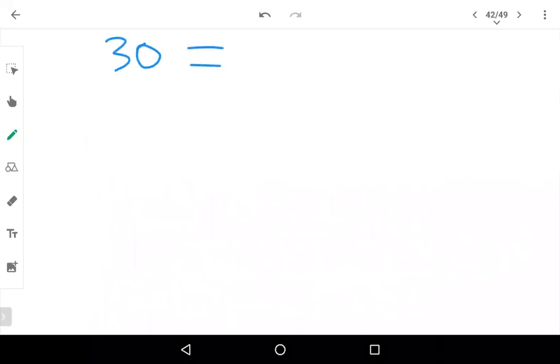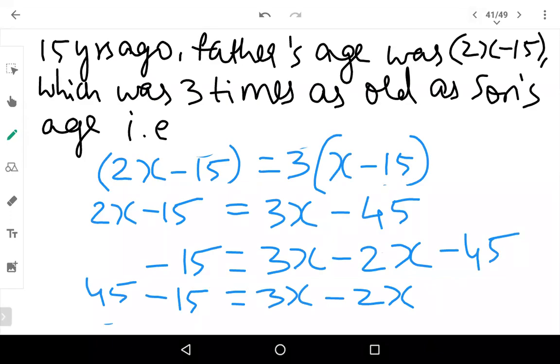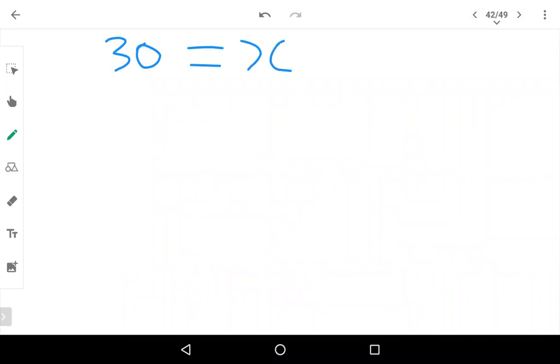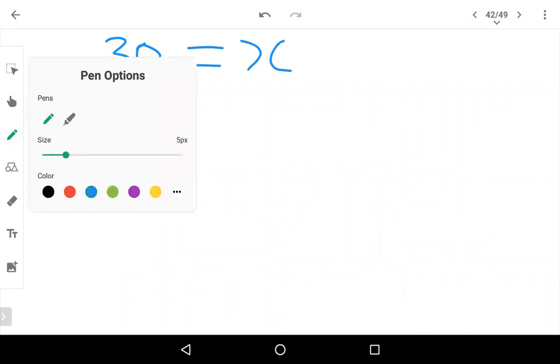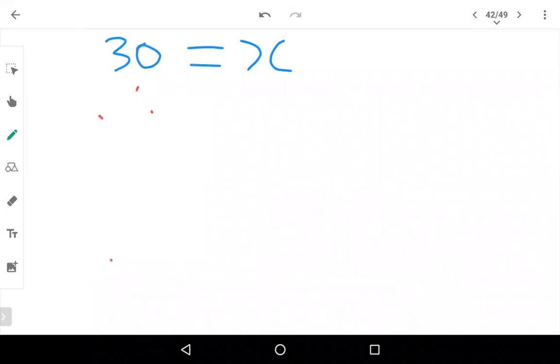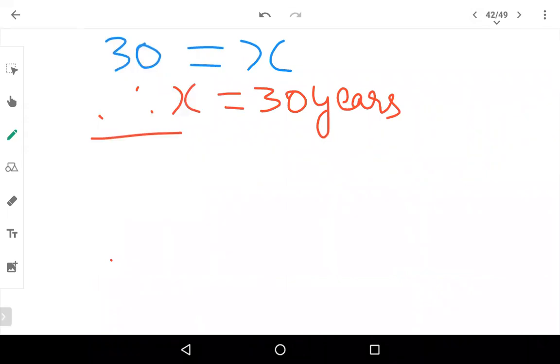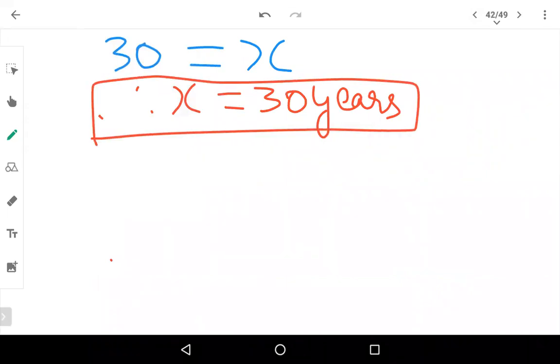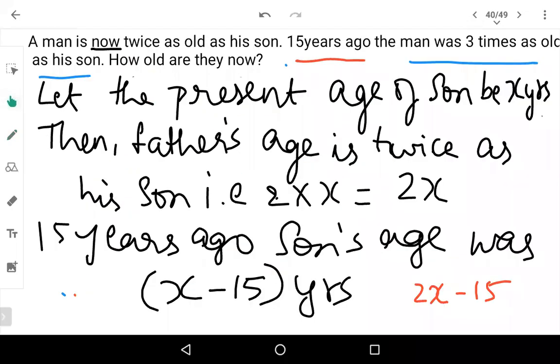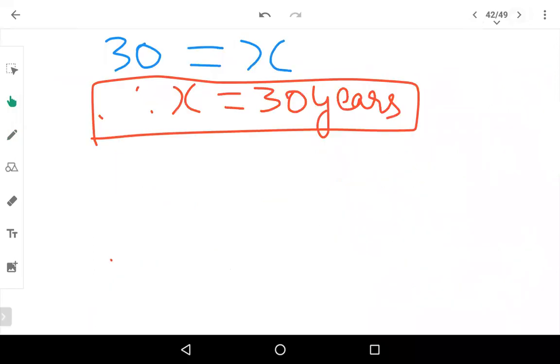And 3x minus 2x will give me x. So, therefore, the value of x is equal to 30 years. Now, whose age was x? Let us go back and see whose age was x. Let the present age of son be x years. Correct? So, the age of the son is x years. So, we found out the age of the son, that is 30 years.